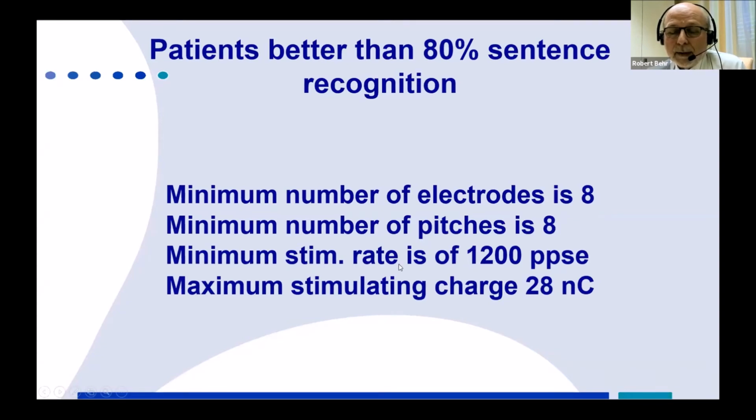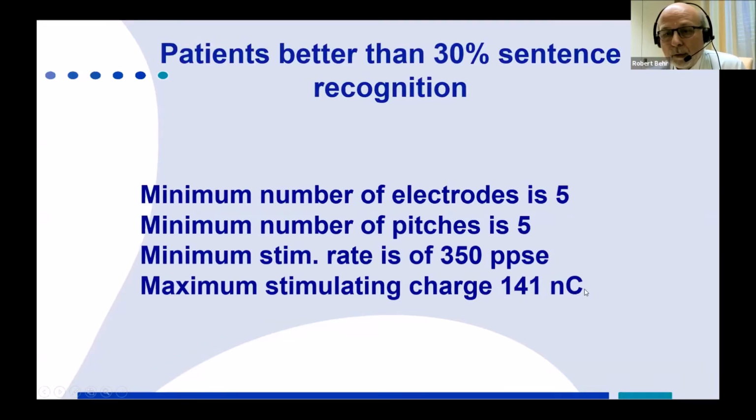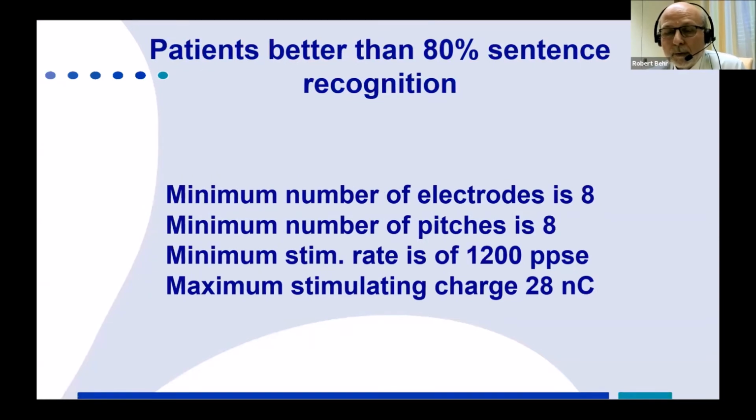And the stimulation rate is very much higher. It's 1200 pulses per second per electrode. And the stimulation charge is much lower, that means 28 nanocoulomb. When you see 141 nanocoulomb and 28 nanocoulomb, what does it mean? It means that the implantation of the probe is very, very precise to the neurons of the cochlear nucleus, and that allows a low stimulation charge and a high stimulation rate and a higher number of different pitches. That is what we learned from this study.